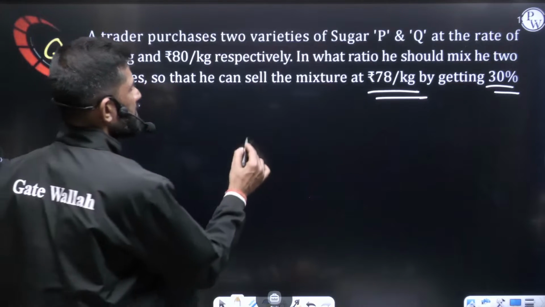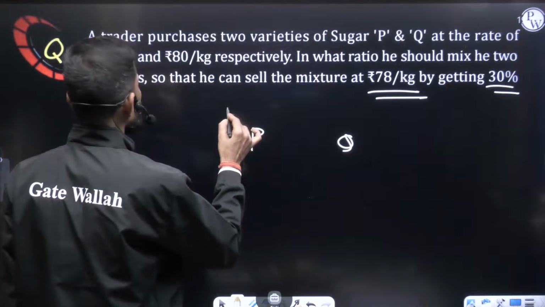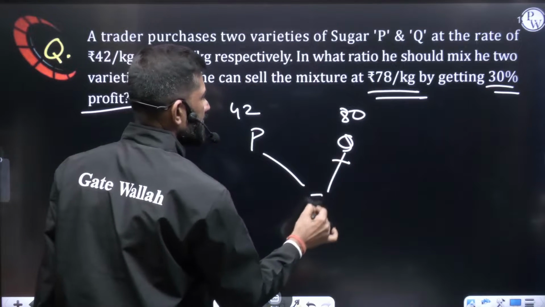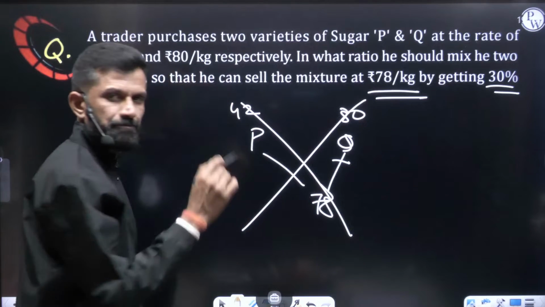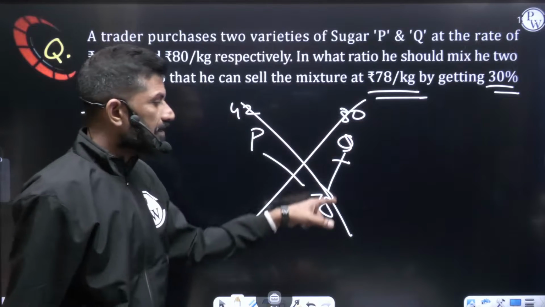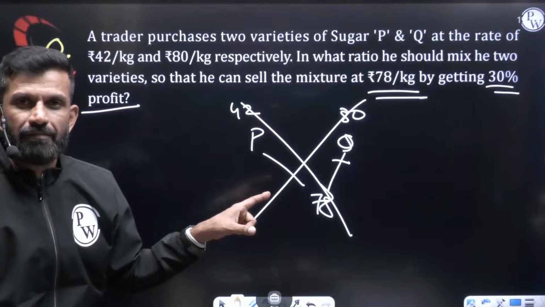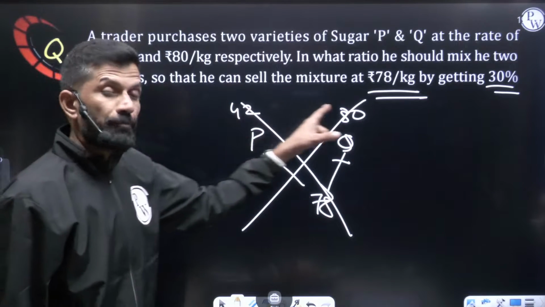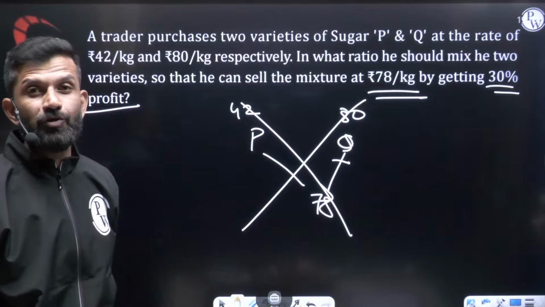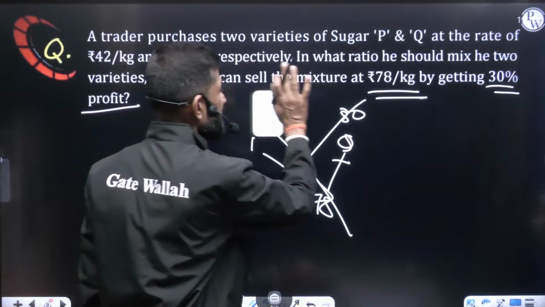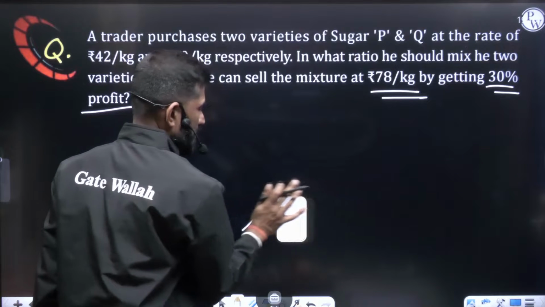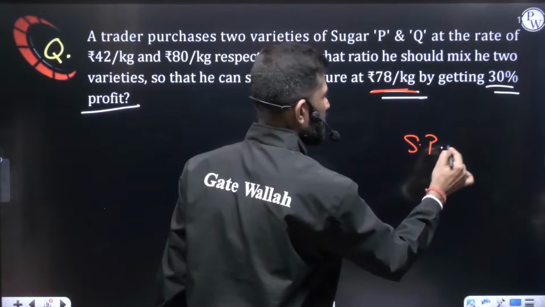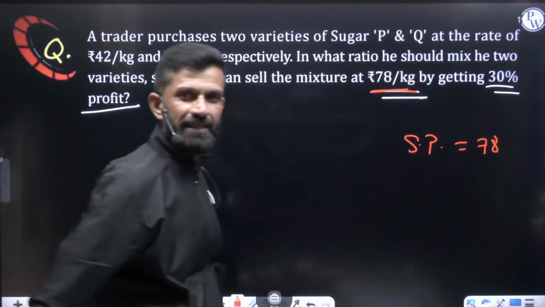Now here don't make this mistake of writing P here and Q here. P rate is given as 42 per kg, Q rate is given as 80 per kg. We should convert that to 78 rupees per kg. Don't make this mistake. My dear friend, these three entities should be the same. If on top you are writing cost price, the mean value should also be cost price. If on top you are writing selling price, the mean value should also be selling price. Means these three entities should not be different. So first of all, let us understand this 78 is actually the selling price. So selling price is given as rupees 78 per kg.